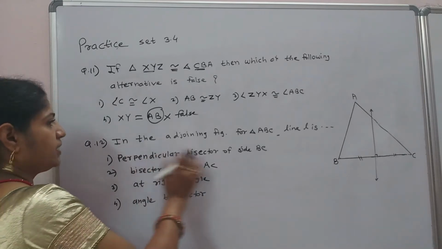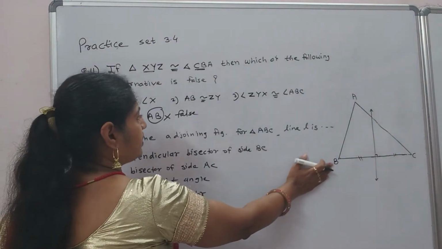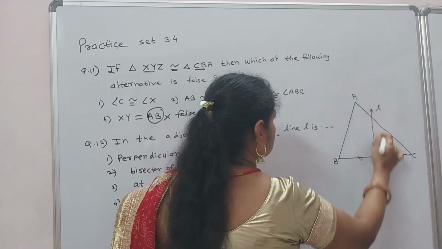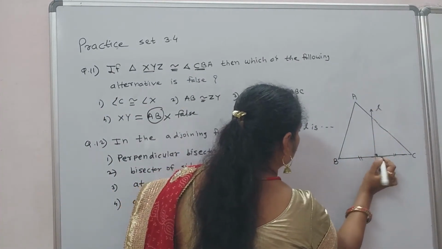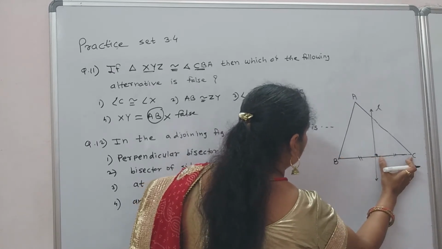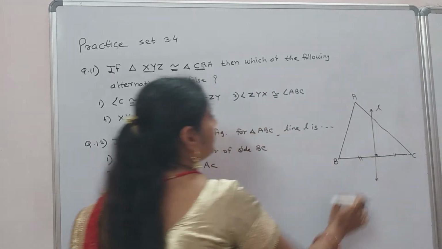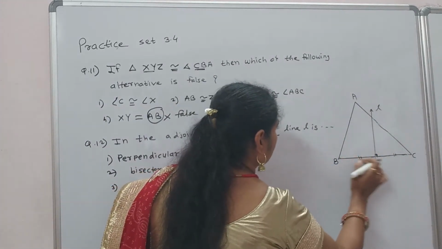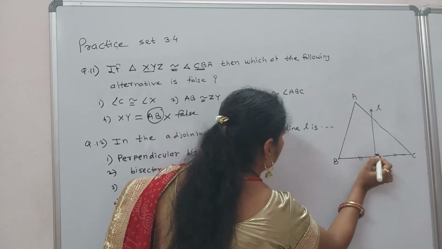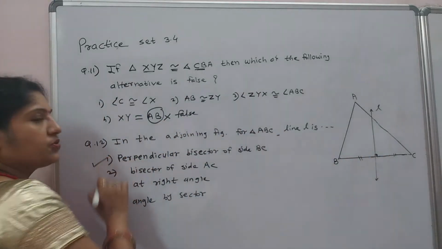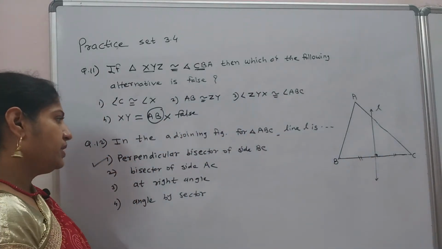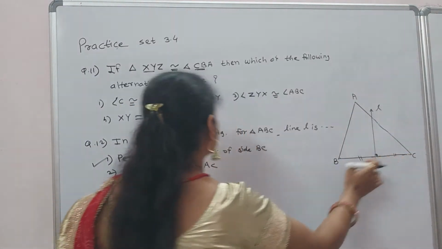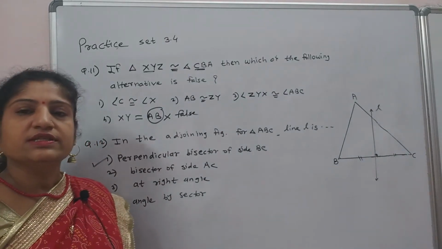Next question. In the adjoining figure, triangle ABC, line L is what? This is perpendicular, and BC is divided into two equal parts. This is the perpendicular bisector of BC. So our option number 1 is right. Is this the bisector of AC? No. This is the bisector of side BC, which is the correct answer.